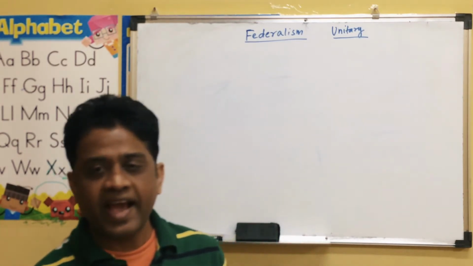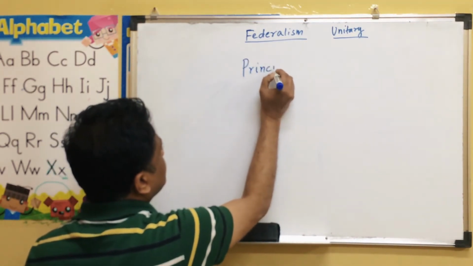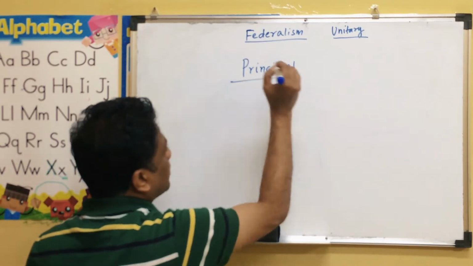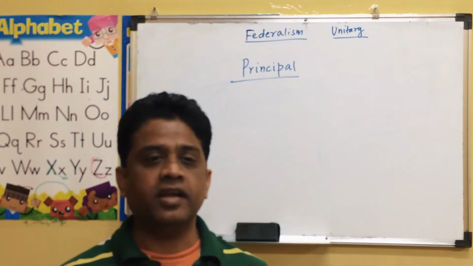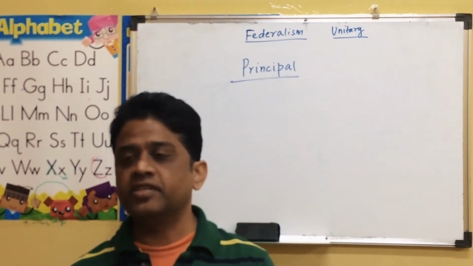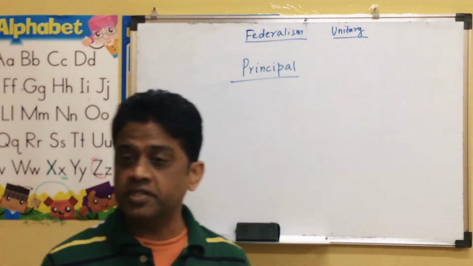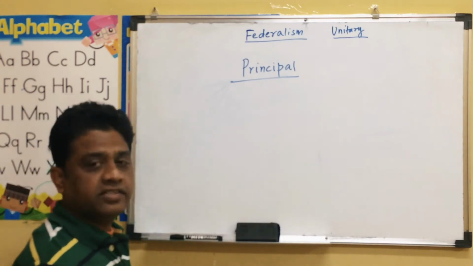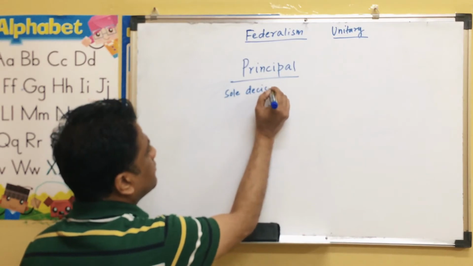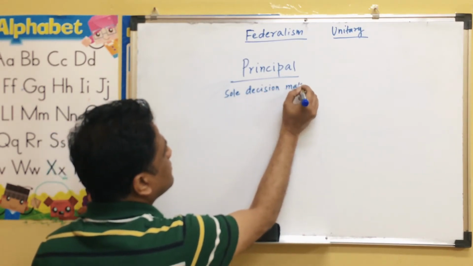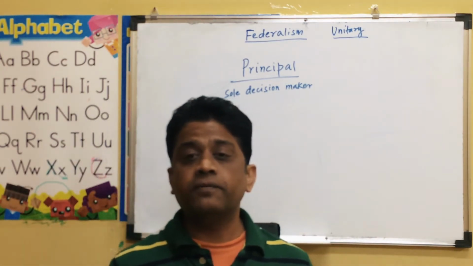And in our school, we have a person who is called principal. Some students call the principal Princey. Our Princey is like this, our Princey is like that. They use a short form. But there is a person called principal in our school, and he is the sole decision maker regarding the affairs of the school.